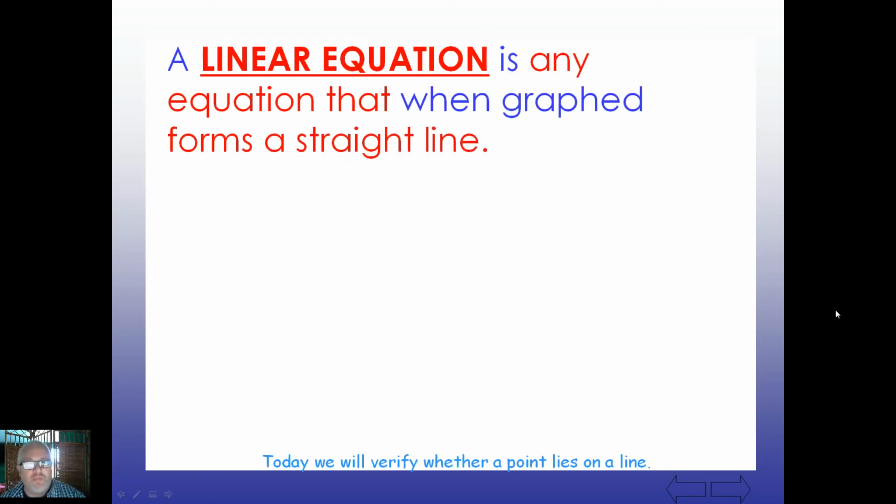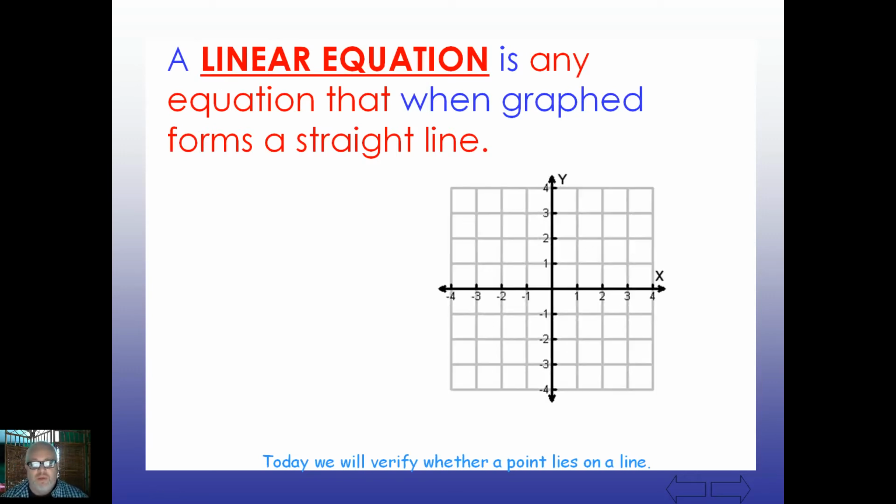A linear equation is any equation that, when graphed, forms a straight line. We've seen earlier, of course, that the first four letters of the word linear are just L-I-N-E for line, so it kind of gives it away there. So for example, if we have anything that looks like this, this would be a linear equation because you can tell quite easily that this is a straight line.